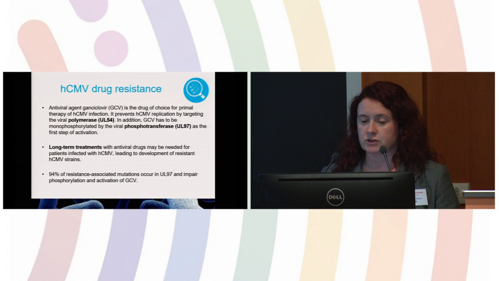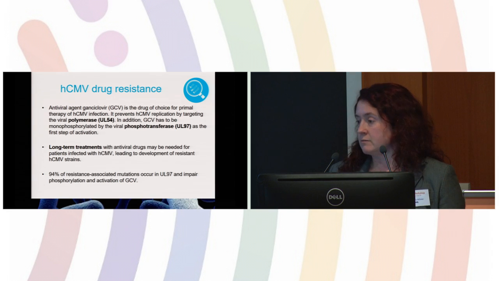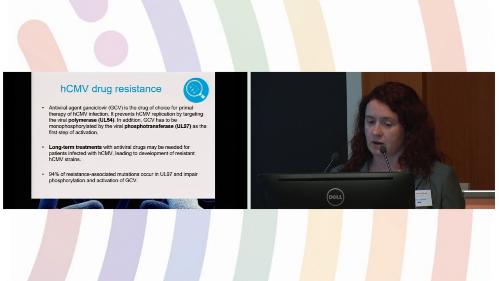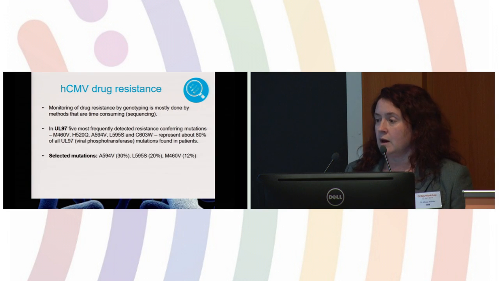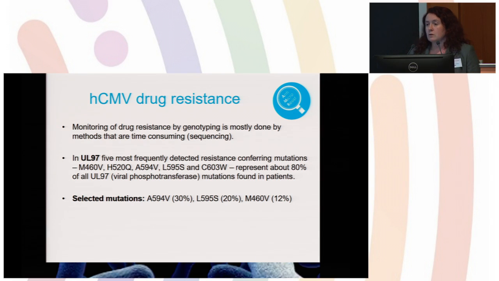Almost all of the resistant mutations are in this region, and they impair phosphorylation of this drug, and this way the drug is not activated and it's not active anymore. Also, methods for monitoring of drug resistance are available, but these methods can be quite time-consuming. This is usually sequencing. This method is still very important for other mutations, for other changes in the genome, which are not so frequent or which are not known.